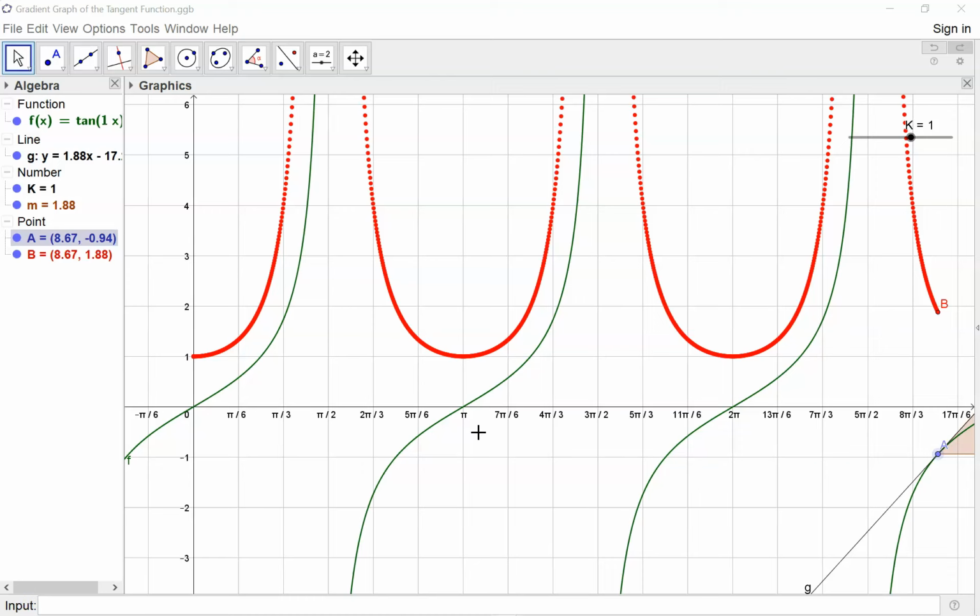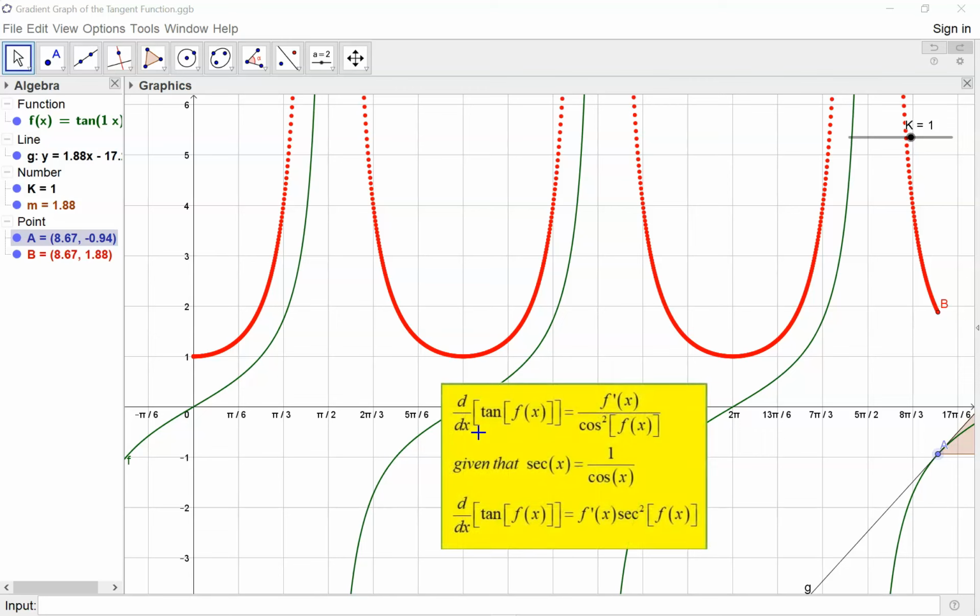Now you might also see this rule written differently. With the trigonometric functions, you have reciprocal functions of them. So the reciprocal of cos x is 1 over cos x, and the name given to that is sec. So sec x is 1 over cos x. Therefore 1 over cos squared x can be written as sec squared x. So another way of writing the derivative is, for y equals tan f of x, the derivative dy by dx would equal f dash x sec squared f of x.